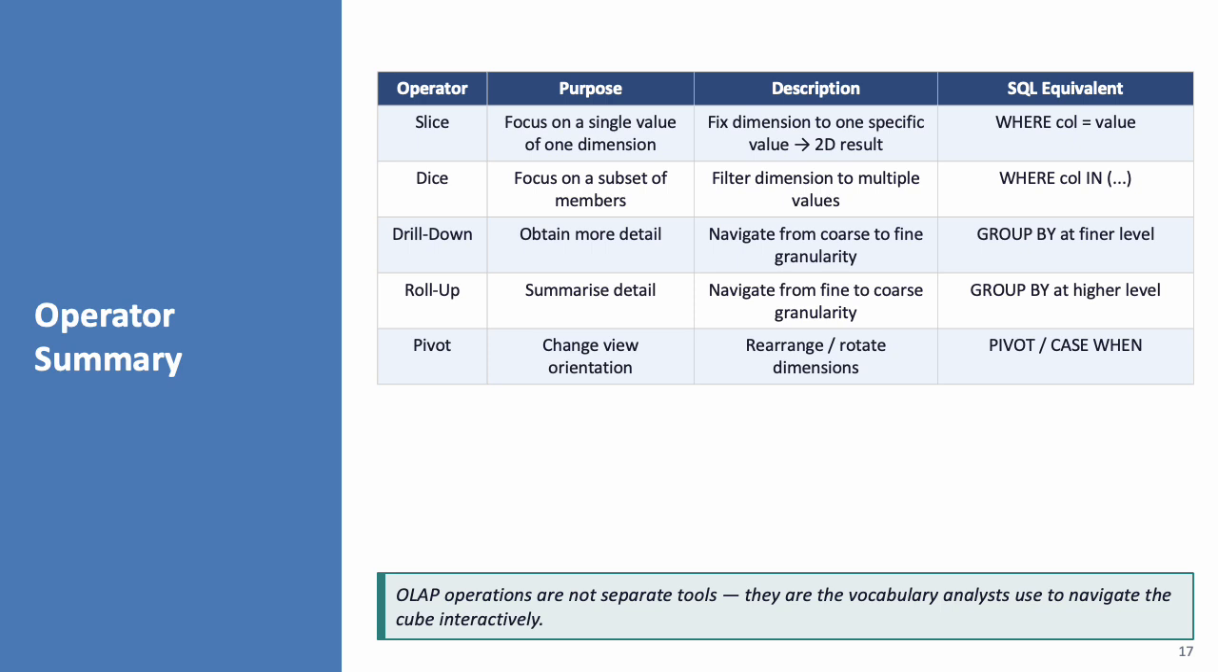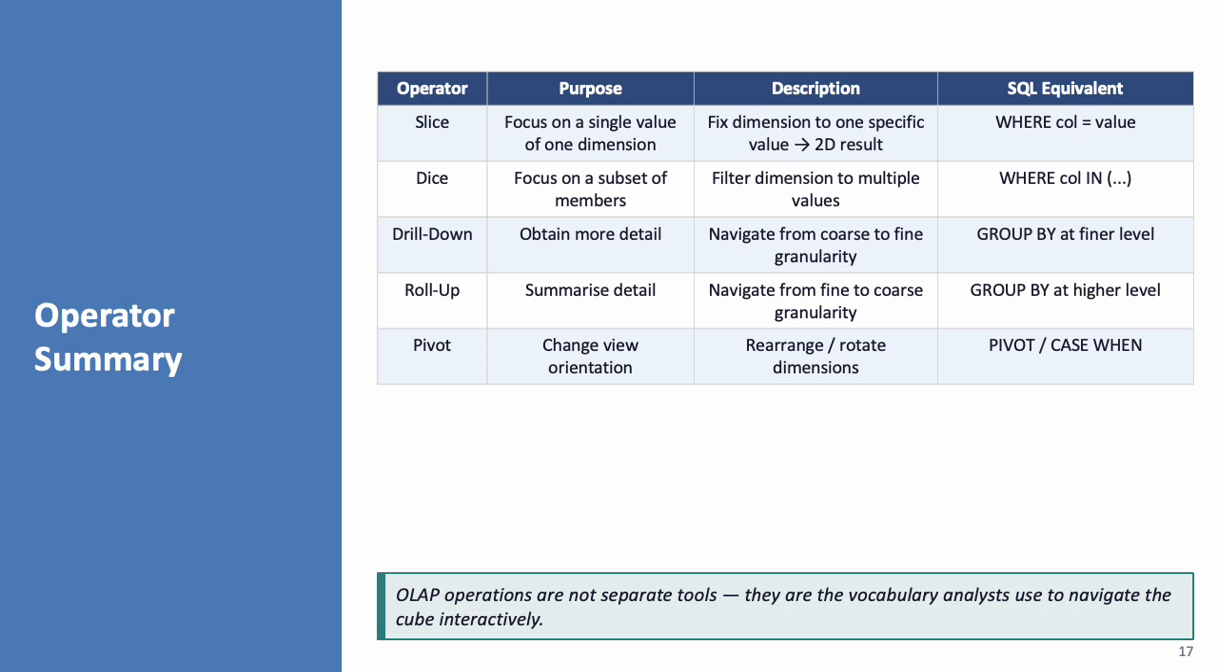The purpose of roll-up is to summarize detail into a higher level view. The operation navigates from a fine level to a coarser one. In SQL, this is achieved by removing fine-grained columns from the group by clause and letting the sum function aggregate upward.